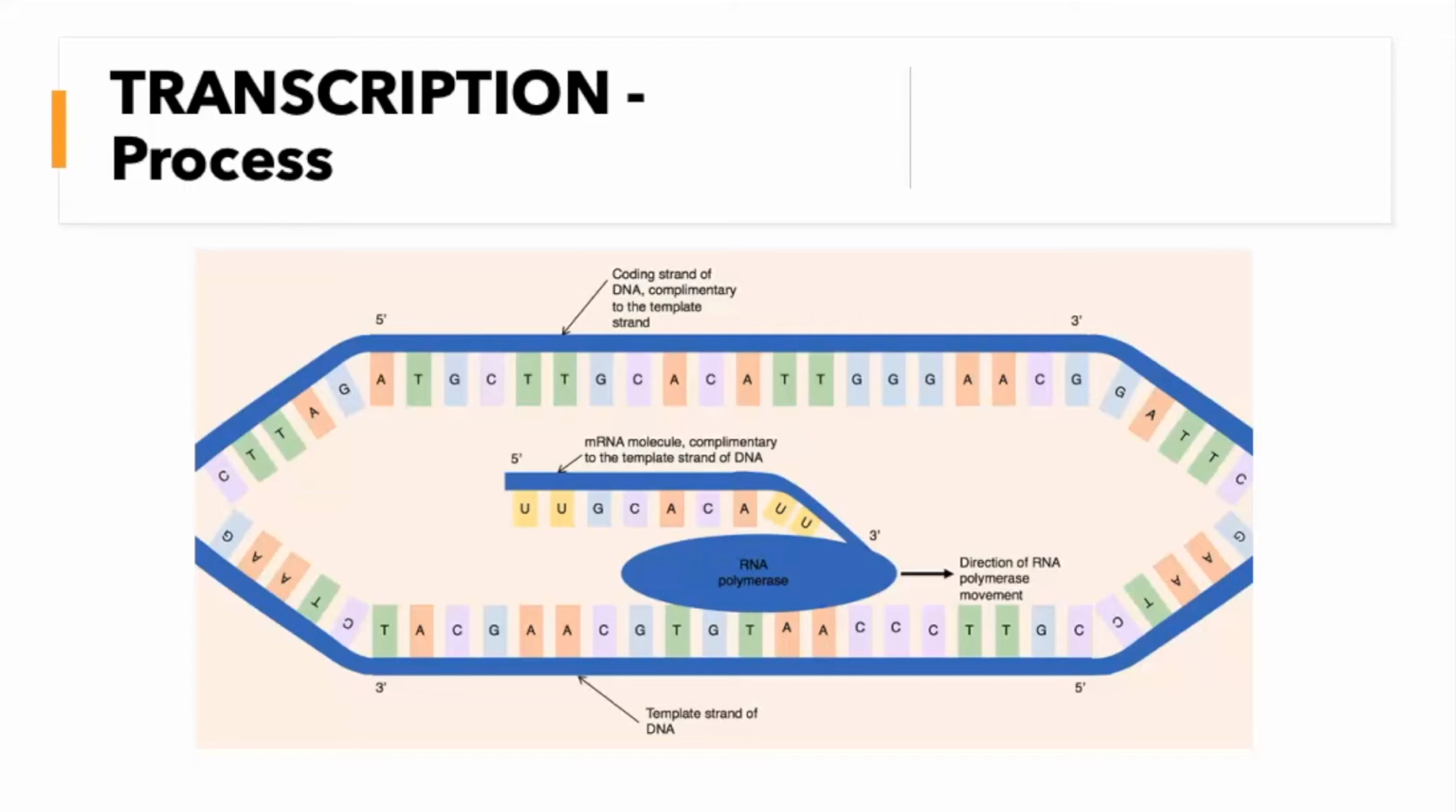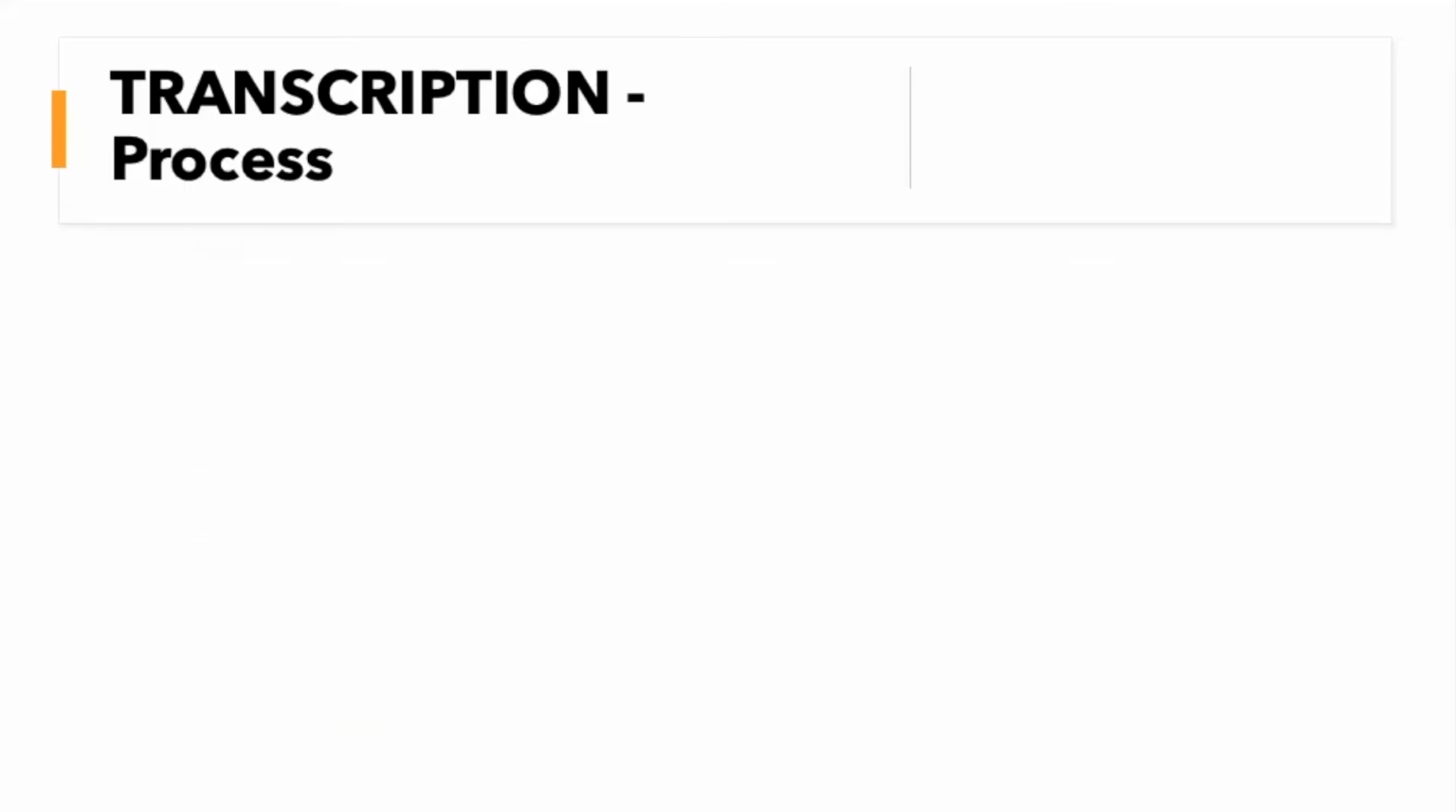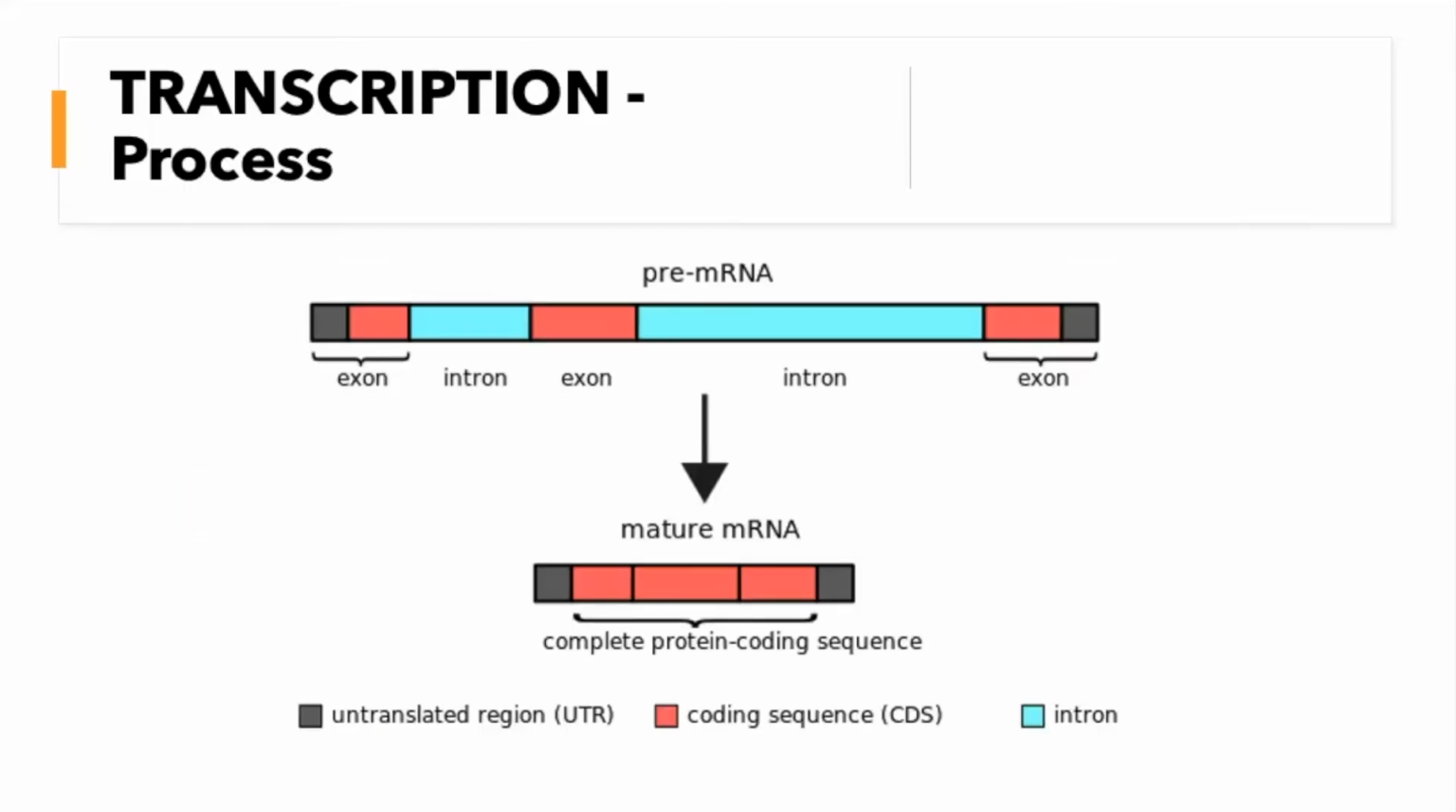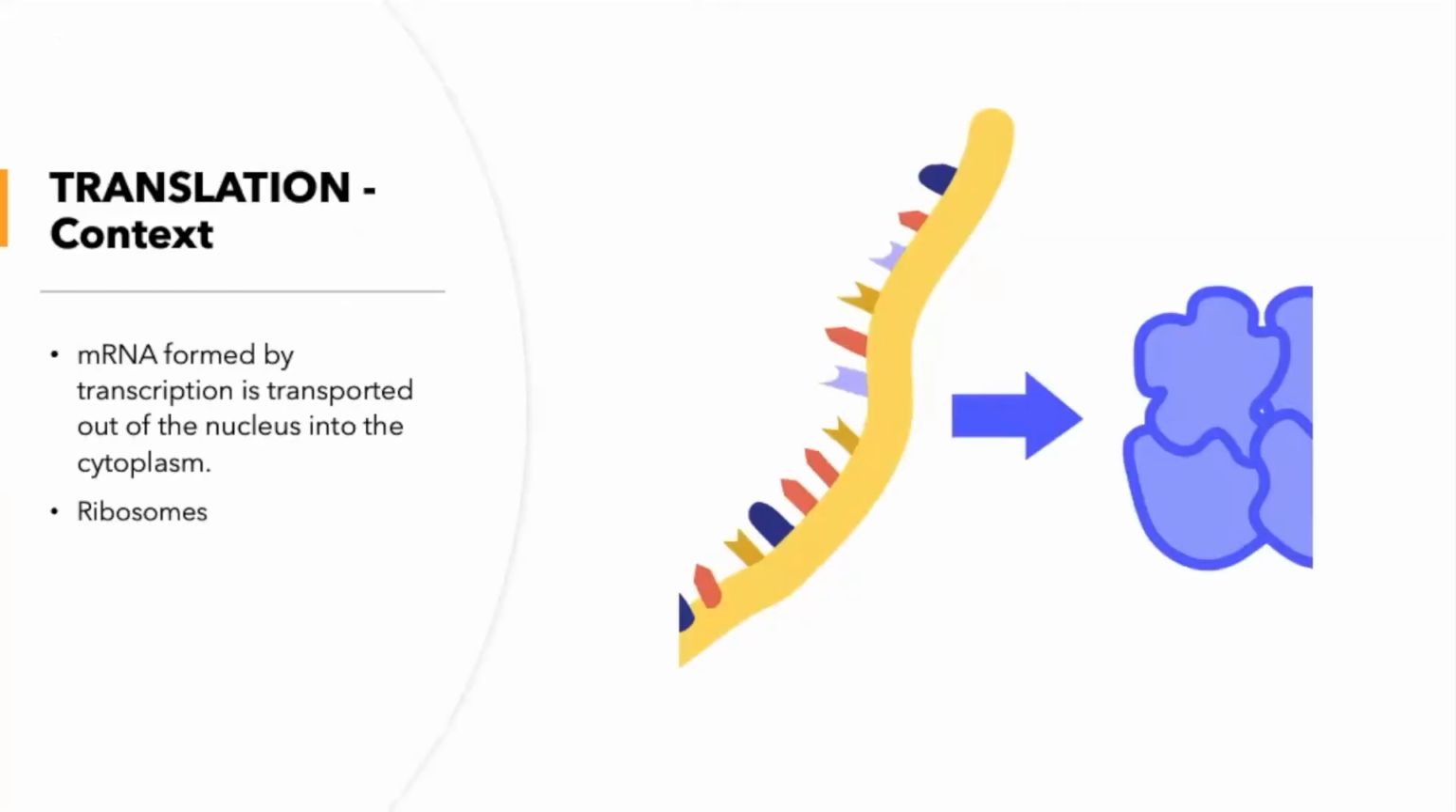This process forms the pre-messenger RNA, which contains both introns and exons. Introns don't code for proteins, and exons do code for proteins. So the pre-messenger RNA is then spliced together to only contain the sections that code for proteins, producing a mature mRNA strand. mRNA formed by transcription is transported out of the nucleus into the cytoplasm. Ribosomes use mRNA to direct protein synthesis via the process known as translation.